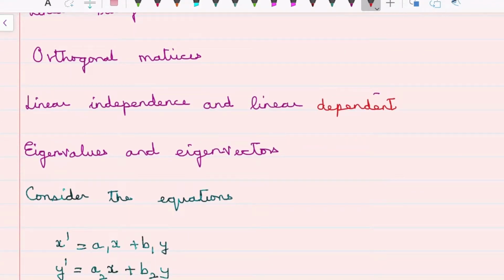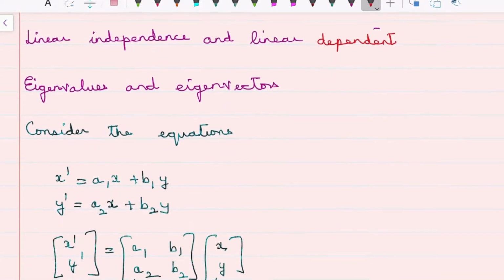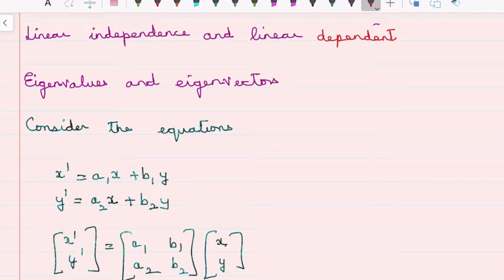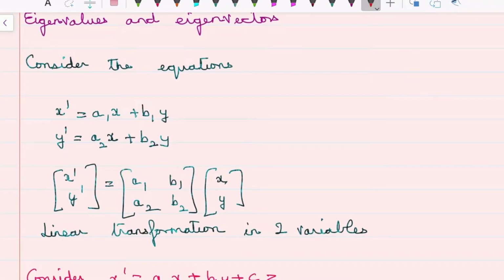So consider the equations x' equal to a1x plus b1y, y' equal to a2x plus b2y. We can write it in matrix form as [x' y'] equal to the matrix [a1 b1; a2 b2] multiplied by [x y]. So this is a linear transformation in two variables. We have converted (x, y) to (x', y').